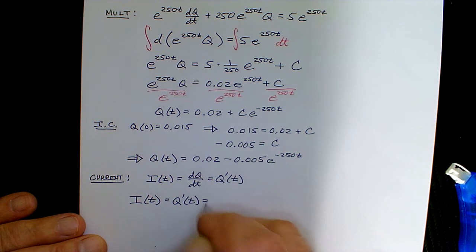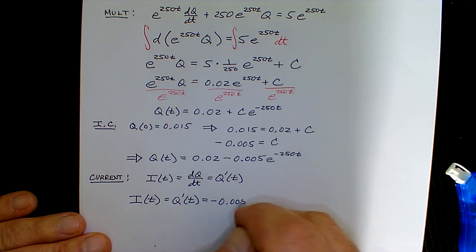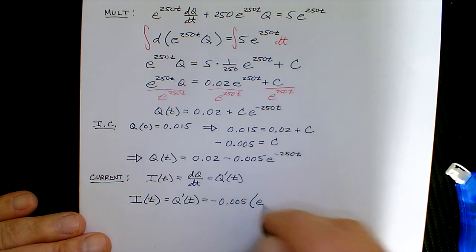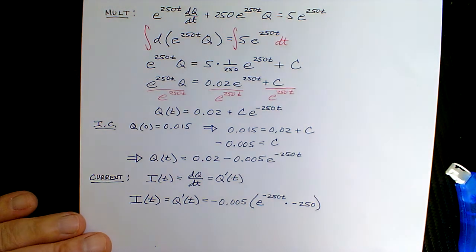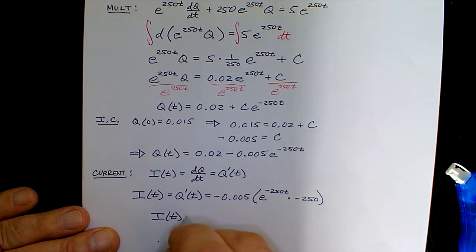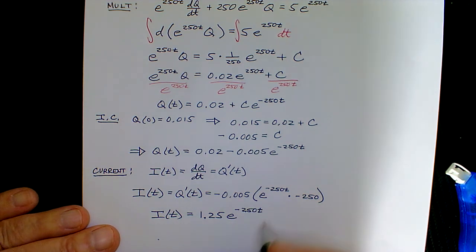So therefore, I of t is q prime of t, which is, okay, the derivative of 0.02 is 0, the negative 0.005 tags along, and now keep in mind this is differentiation here, so the derivative of e to the u is e to the u, so e to the negative 250t, then don't forget times the derivative of the power on the base of e, so times negative 250, so finally we get I of t is negative 250 times the negative 0.005, 1.25, and then we have e to the negative 250t.